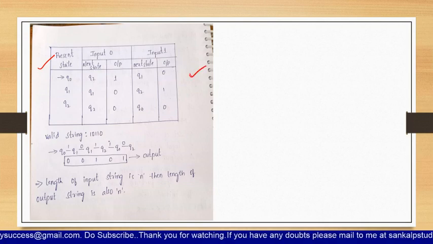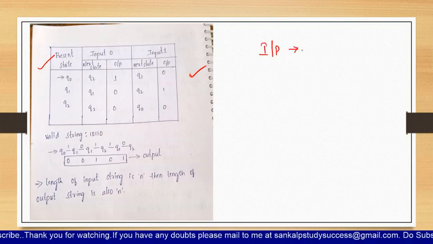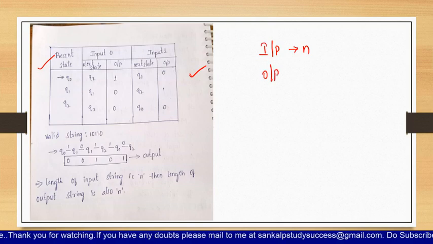Now, previously in the Moore machine, if the length of the input string is n, then the length of the output string becomes n plus 1. But in the Mealy machine, if the length of the input string is n, then the length of the output string is also n.